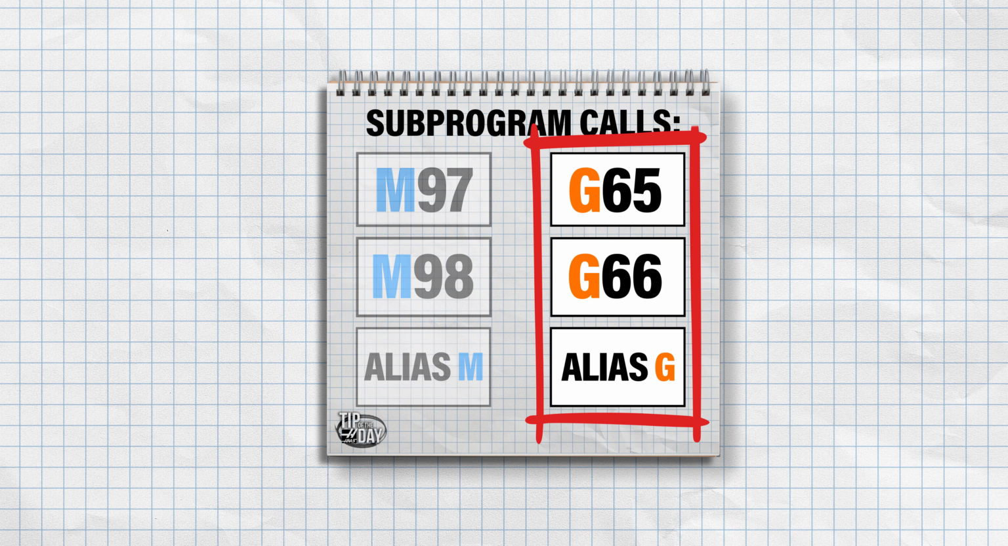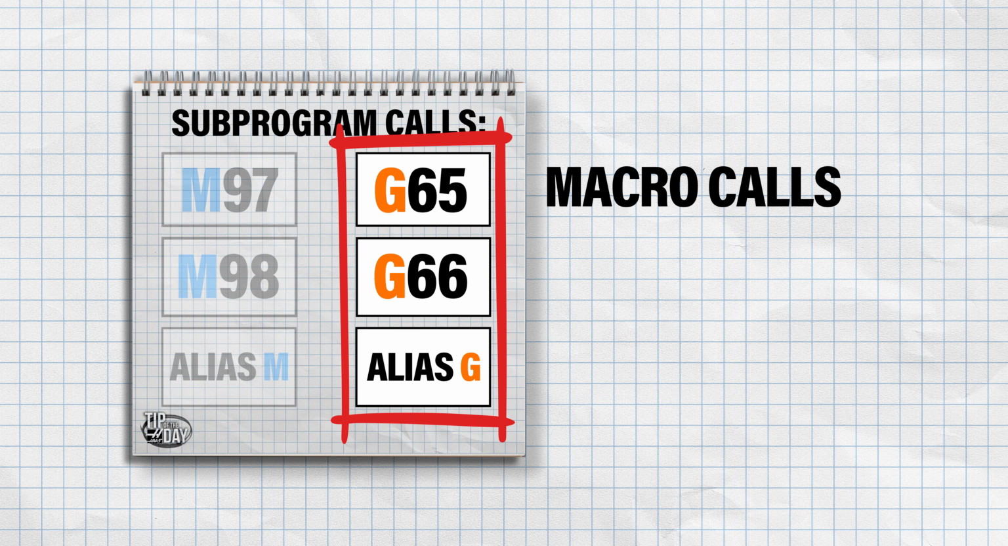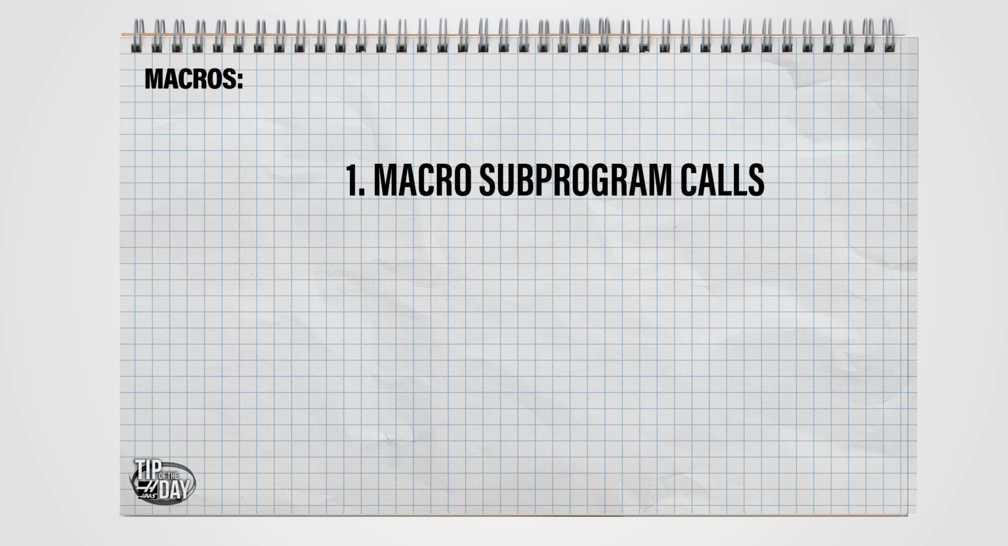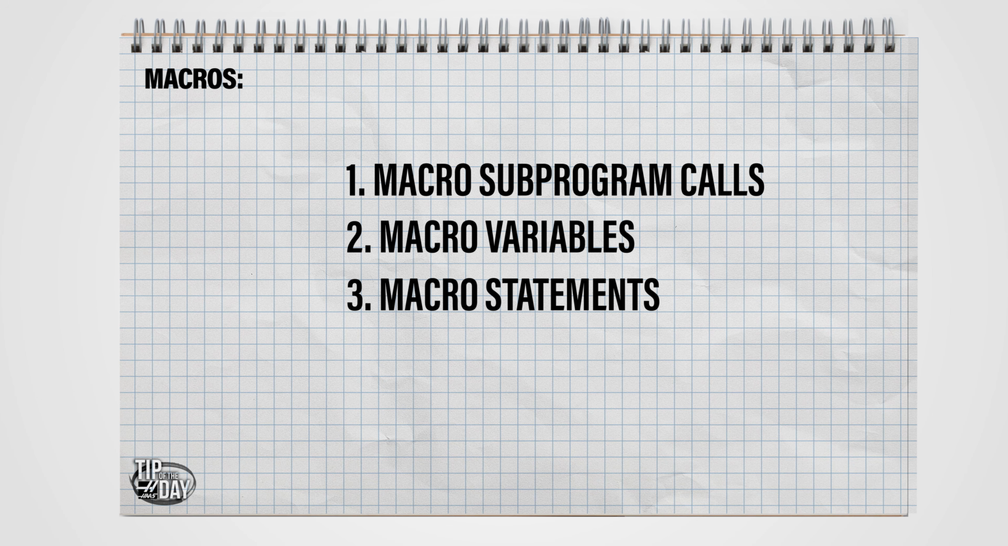These codes on the right are macro calls. Macro calls can alter and adjust the behavior of our subprograms based on our inputs. Now, these macro calls are only part of the story though, just one piece of what are collectively known as macros. Now, when we talk about macros on CNC machines, we are really talking about these 3 things: macro subprogram calls, macro variables, and macro statements. We need to learn all of these together. They are interdependent. They rely on each other.